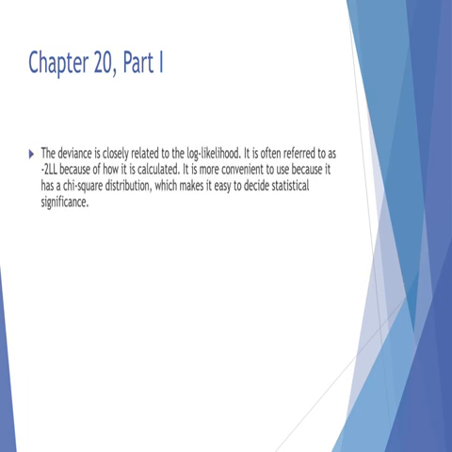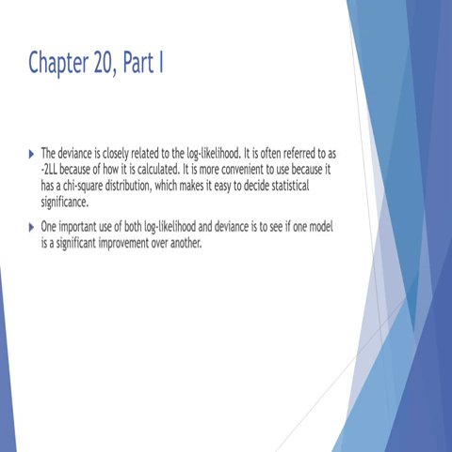Okay. Now, as usual, it's never simple in statistics. You'll have other statistics which measure the same kinds of things. The deviance statistic is closely related to the log likelihood. It is often referred to as -2LL because of how it's calculated. It's more convenient to use because it has a chi-square distribution, which makes it easy to decide statistical significance. So again, a specific technical point there. But as you see, statisticians will often come up with different statistics, which may have advantages over other statistics. So deviance is an alternative to the log likelihood.